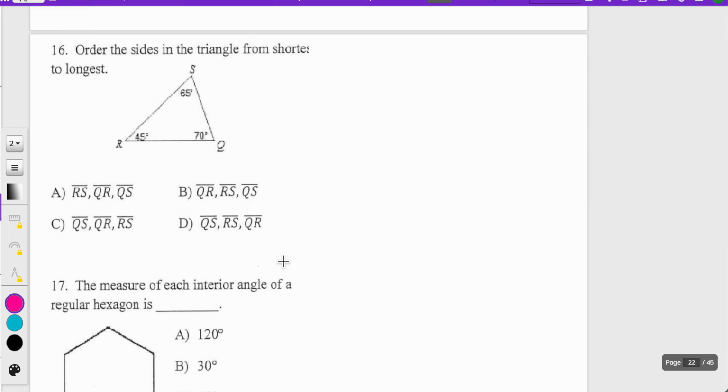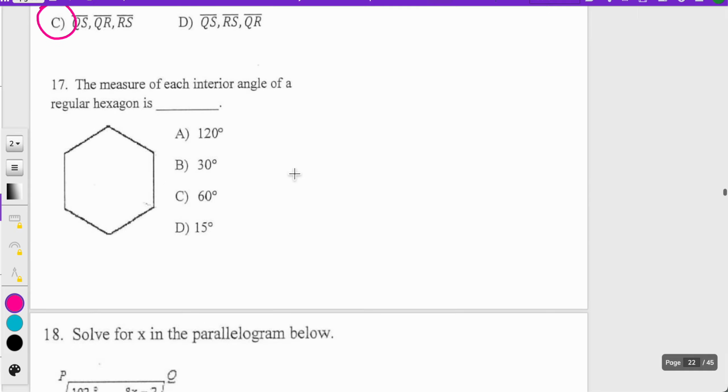Order the sides of the triangle from shortest to longest. Well, 45 degrees is the smallest angle, so SQ would be the first one. Across from 65 would be RQ. That'd be number 2. And then the last one would be RS at 70 degrees. That would be option C.